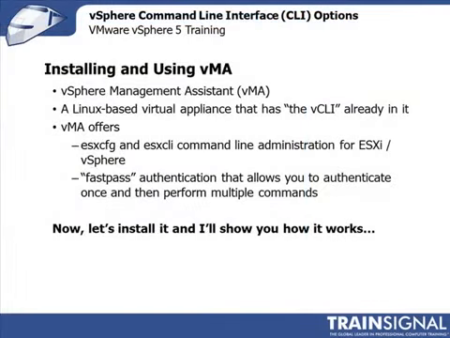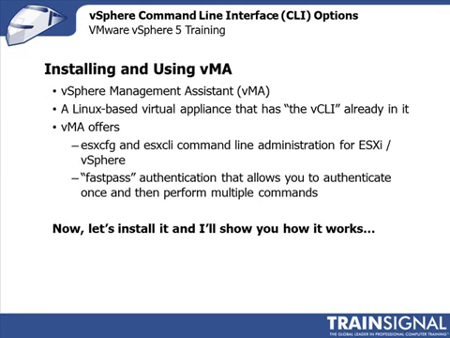All right, moving on from vCLI, let's now talk about the last CLI option in this lesson, and that is VMA. VMA is the vSphere Management Assistant, and it's a Linux-based virtual appliance that has basically the vCLI already in it. So the things I just showed you in the vCLI that you could run from your Windows computer, all those are inside VMA already, as well as something called FastPass authentication that allows you to authenticate once and then perform multiple commands across, let's say, multiple ESXi servers.